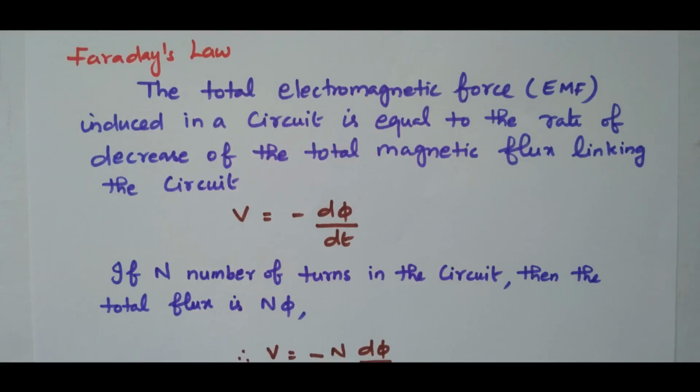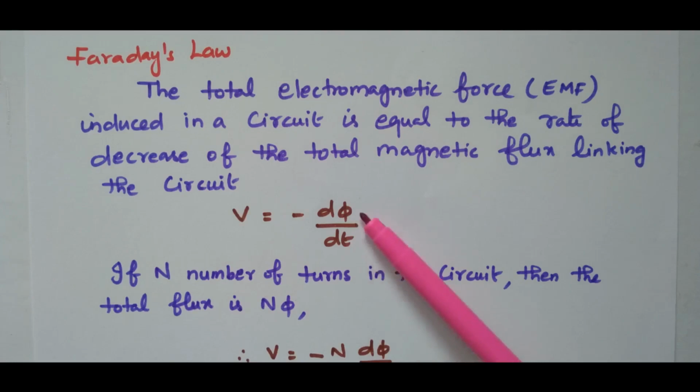Welcome viewers. In this video we'll see Faraday's law followed by a problem. First we'll see Faraday's law, based on the statement that the total electromotive force, EMF, induced in a circuit is equal to the rate of decrease of the total magnetic flux linking the circuit. V equals minus d phi by dt. This negative sign indicates decreasing.